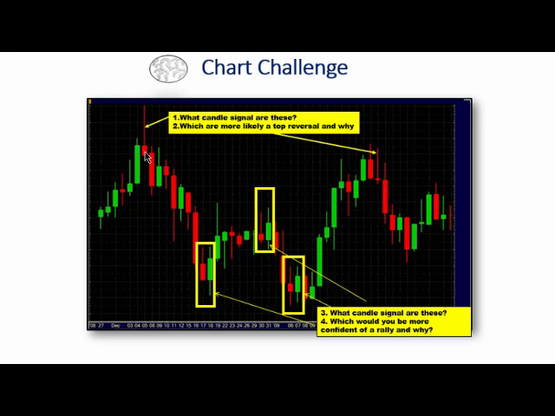Remember, shooting star could be a green or red candle real body, but if it's a red real body, that means the close is on the low. So it's a little stricter than if it was a green real body, but this is a shooting star.